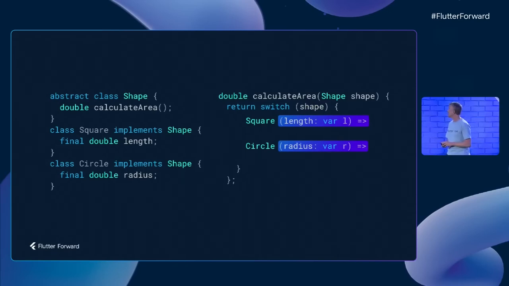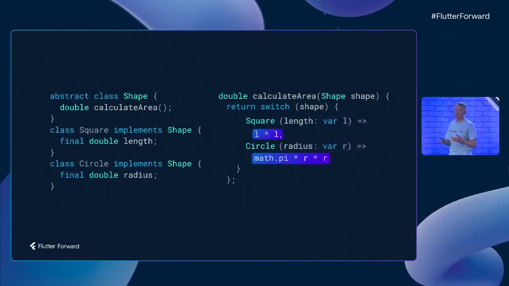This allows us to read out the unique fields of each type. In this case, we're reading out the length of the square and the radius of the circle. And with that, it is trivial to complete the bodies. That's all we, thank you.